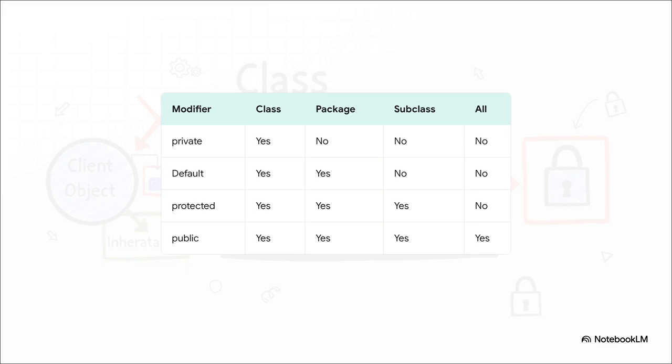Okay, I highly recommend pausing and taking a mental picture of this matrix, or even a screenshot. It perfectly summarizes everything we just covered. Think about it this way. Private gets a yes only in the same class. Default expands that to a yes in same class and same package. Protected goes a step further: same class, same package, and subclasses. And public? Well, that's just a yes across the board, everywhere. Honestly, keeping this matrix in the back of your head is going to save you countless hours of debugging.